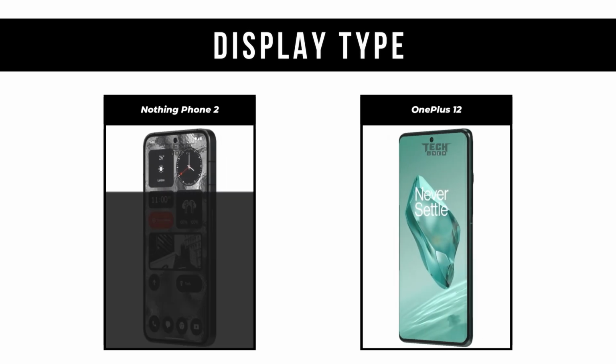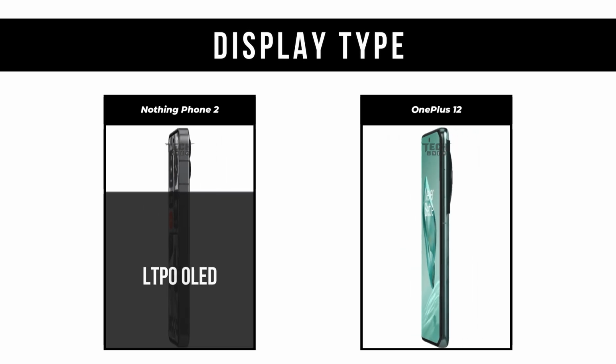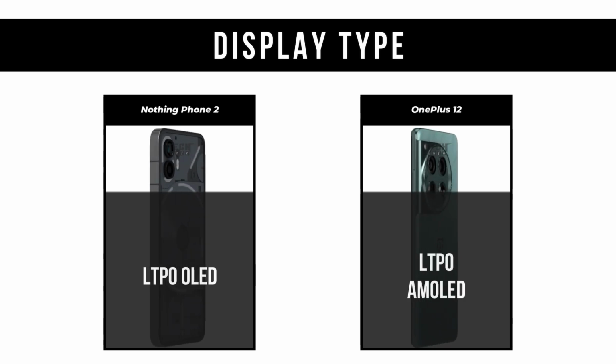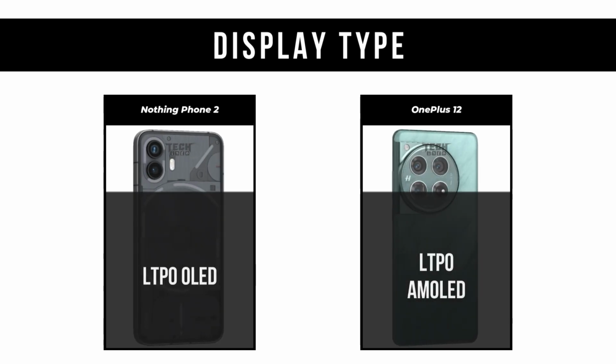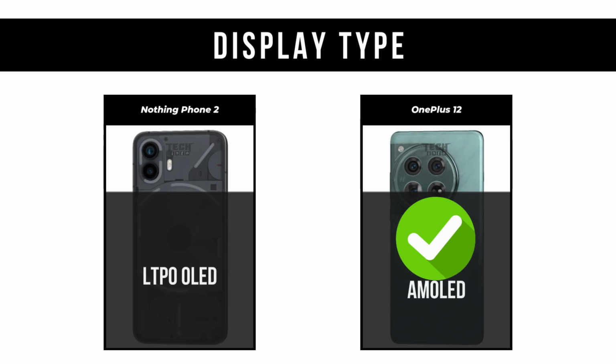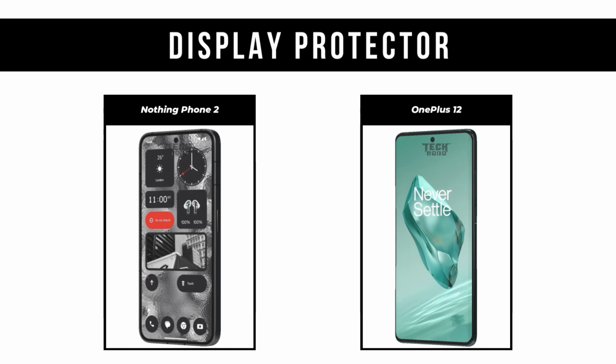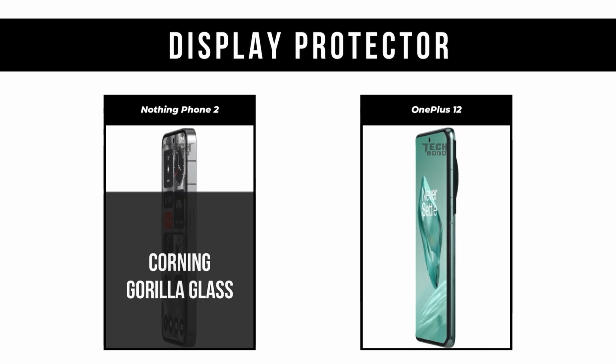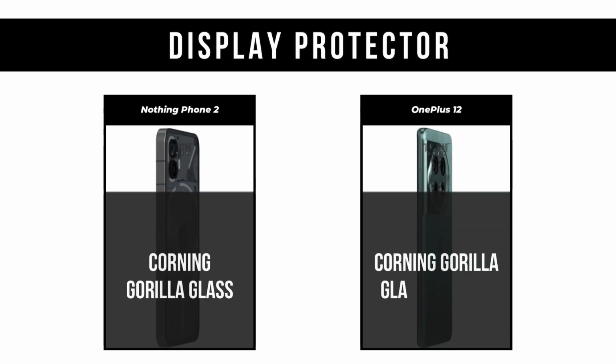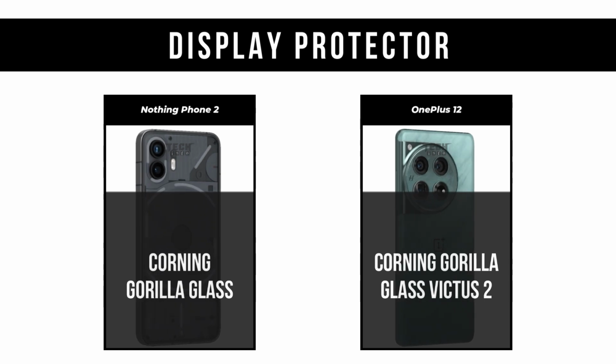Display type. Nothing Phone 2 is LTPO OLED. OnePlus 12 is LTPO AMOLED. Display protector. Nothing Phone 2 is Corning Gorilla Glass. OnePlus 12 is Corning Gorilla Glass Victus 2.